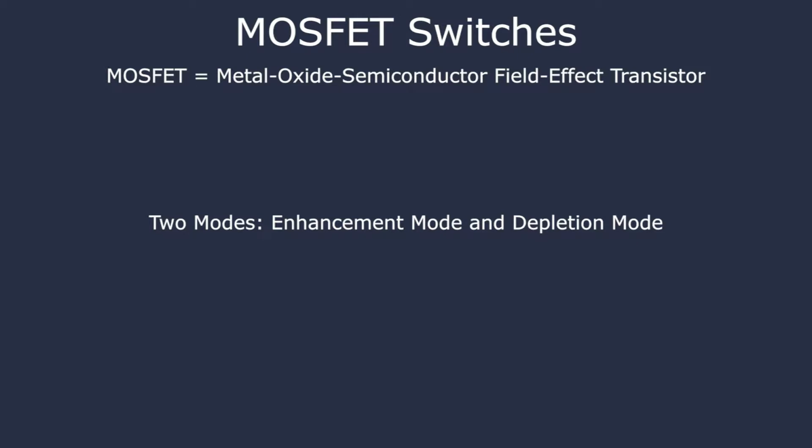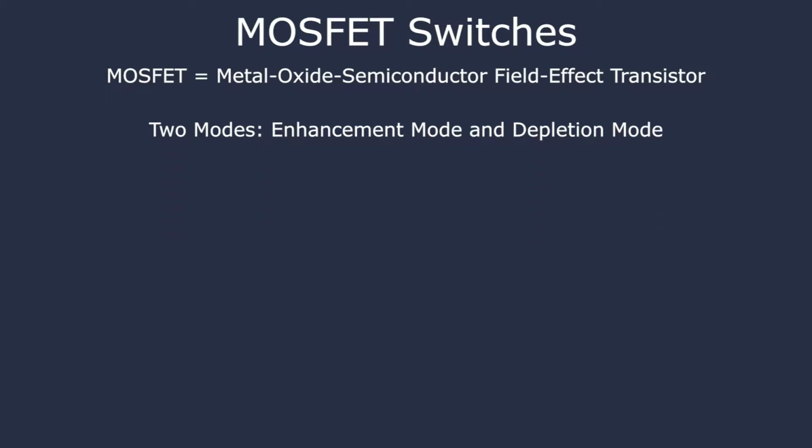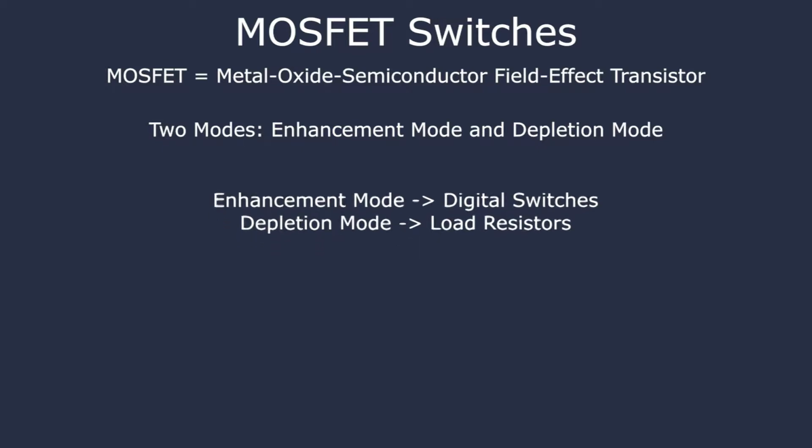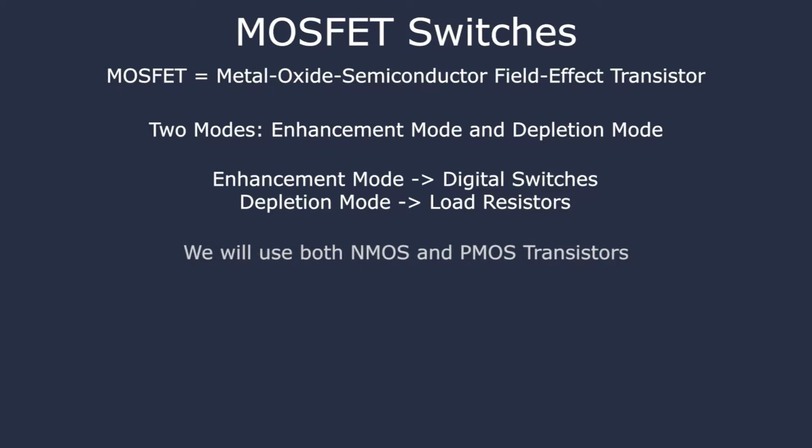We won't go in depth as to why, but a little more information can be found in the PDF for this lab. Essentially, enhancement mode MOSFETs are used as digital switches, whereas depletion mode MOSFETs are generally used as load resistors. We'll be using both NMOS and PMOS transistors in this lab. NMOS and PMOS transistors are very similar, but have several distinct differences that will affect how we use them in our circuits.